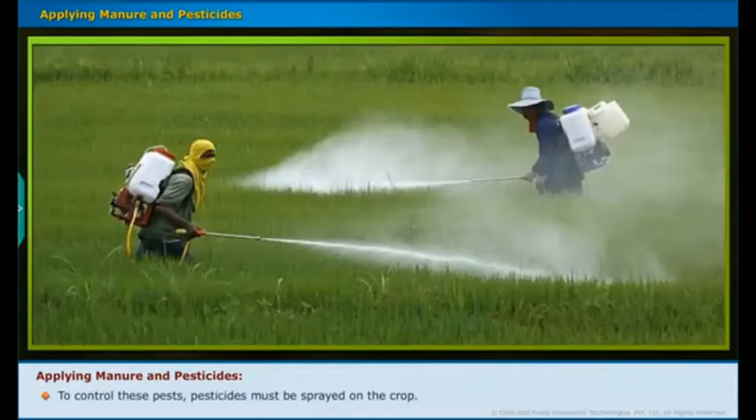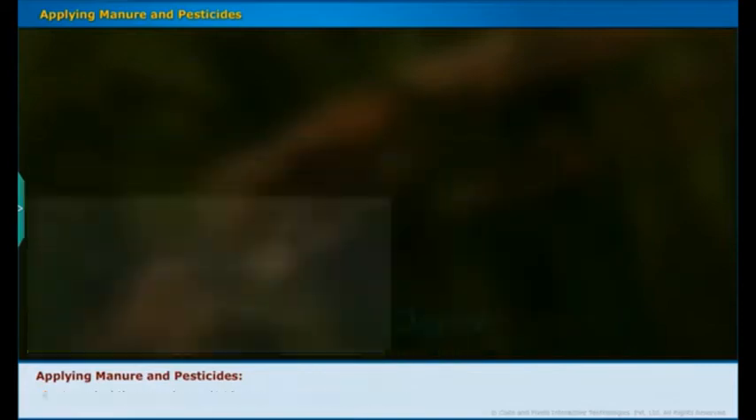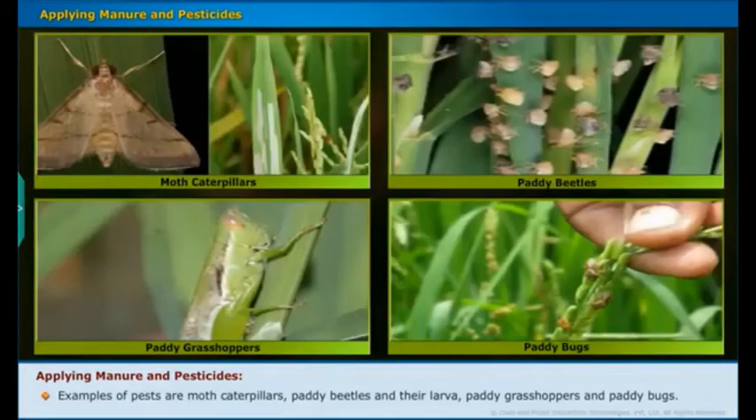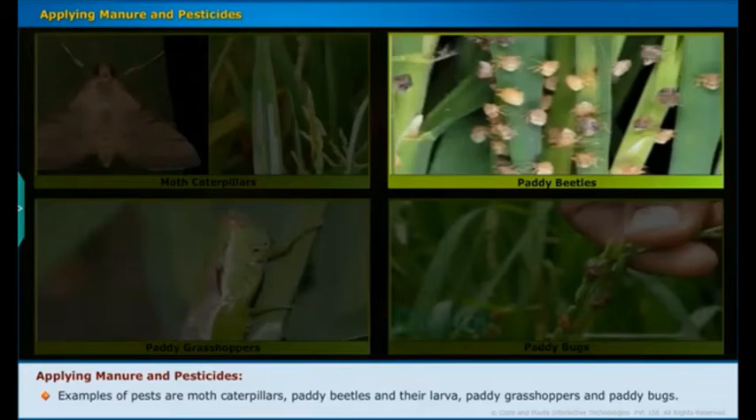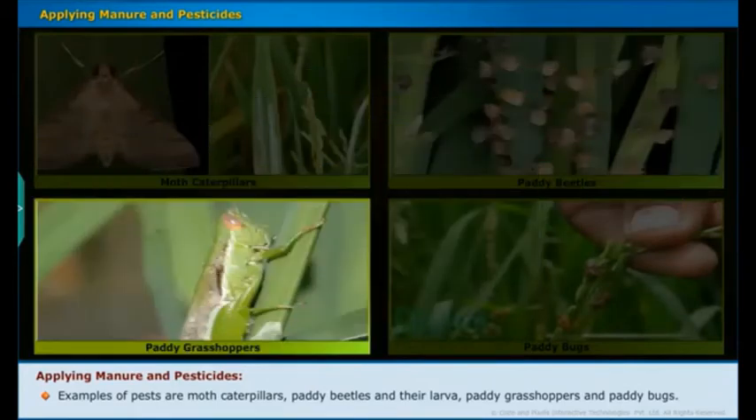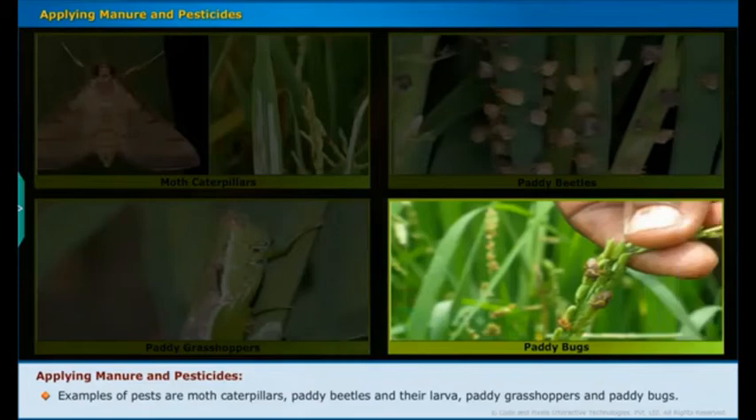To control these pests, pesticides must be sprayed on the crop. Examples of pests are moth caterpillars, paddy beetles and their larvae, paddy grasshoppers and paddy bugs.